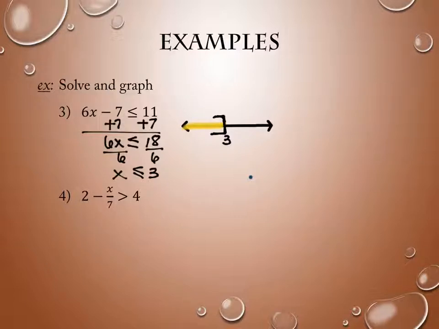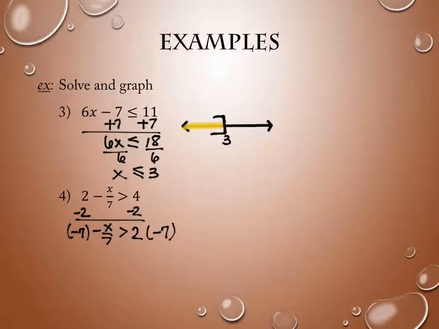Problem four. What would our first step be on problem four? Subtract 2, you're right. So I have negative x over 7. It's just subtraction, I didn't multiply or divide. So 4 minus 2 would be 2. Then what? Okay, multiply by 7. Do you think we could shortcut it? We could multiply by negative 7 to do it all in one step.